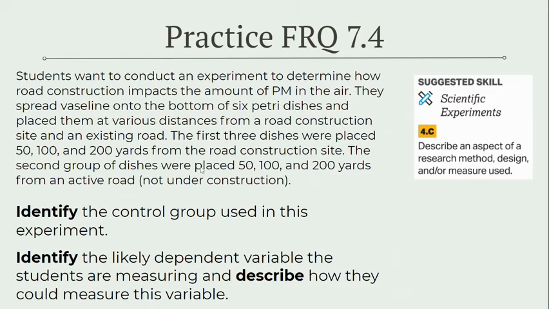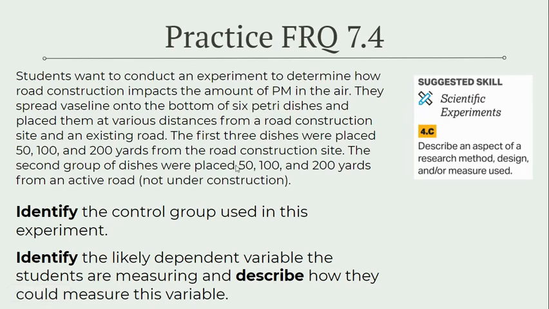Here we have a practice FRQ, and I'll read through it. Students want to conduct an experiment to determine how road construction impacts the amount of particulate matter in the air. They spread Vaseline onto the bottom of 6 petri dishes and place them at various distances from a road construction site and an existing road. The first 3 dishes were placed 50, 100, and 200 yards from the road construction site. The second group of dishes were placed 50, 100, and 200 yards from an active road not under construction. Identify the control group used in this experiment.